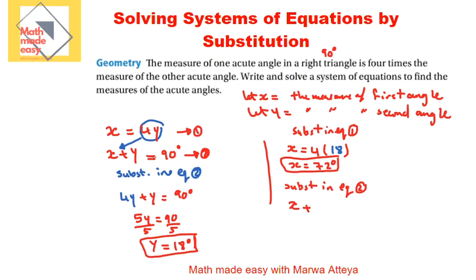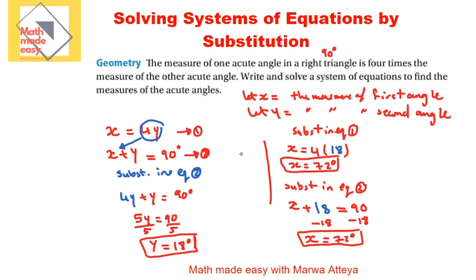So x is here. I'm going to substitute in the second equation. I'm going to remove y and put the value of y, which is 18. So I know that x plus 18 is equal to 90. I'm going to subtract 18 from both sides. You will end up again with x equal 72 degrees. So the measures of the two angles are 72 degrees, which is the bigger angle, and 18 degrees. Again, when you're solving this alone, you can only substitute in one of the equations.